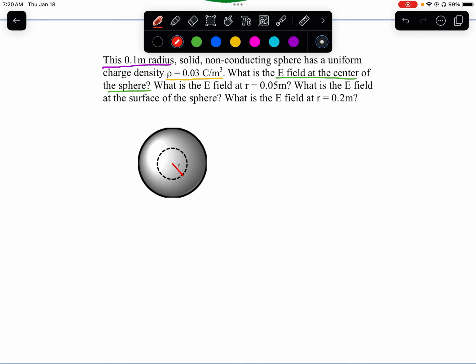What's the E field at a radius of 0.05 meters? So in purple I've got 0.1 meter radius, so this 0.05 is inside or below the surface. And then what is the E field at the surface of the sphere? And then what is the E field at 0.2 meters, so outside the sphere? So we want to know at the surface of the sphere where the radius is 0.1.